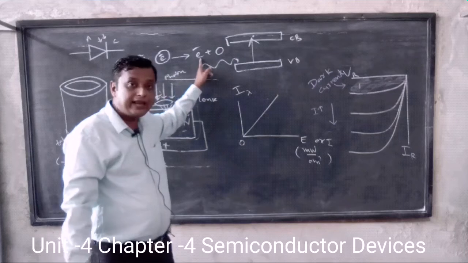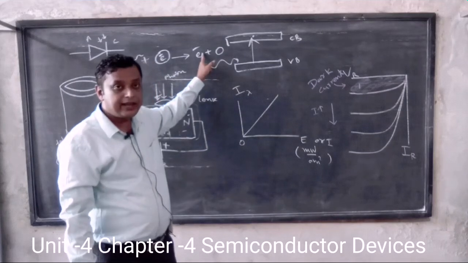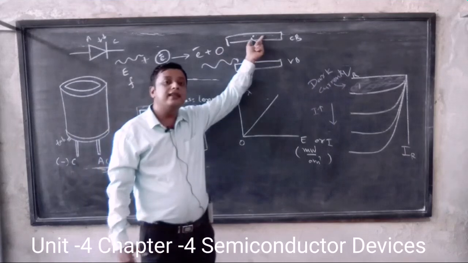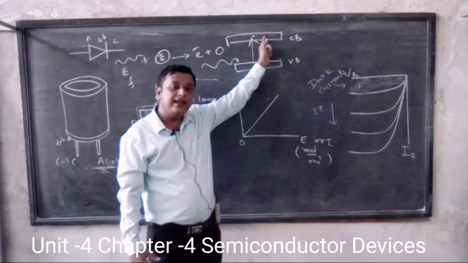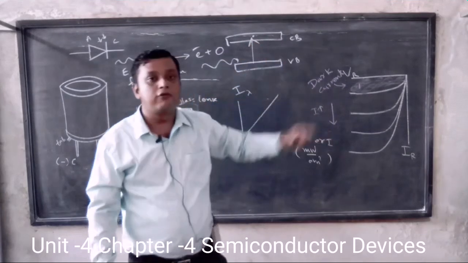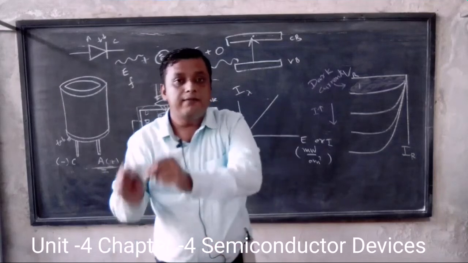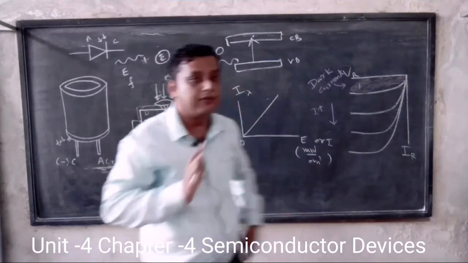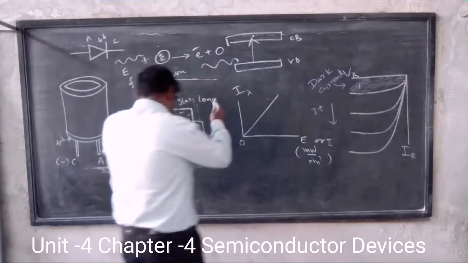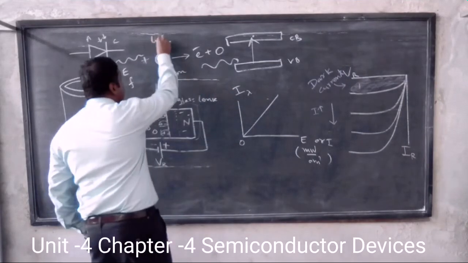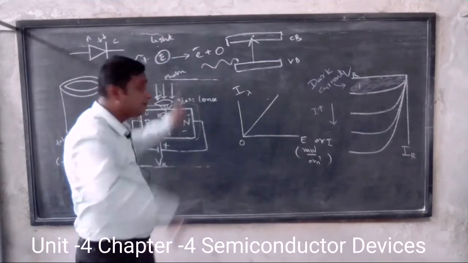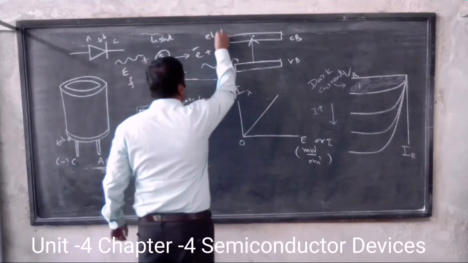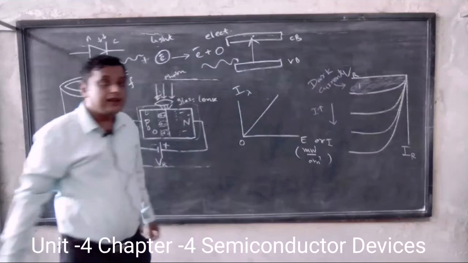This is a free electron. Why is this a free electron? Because this electron is available inside the conduction band, and this electron is able to move from one point to another point, from one position to another position. So this is light energy that is being converted into electrical energy.